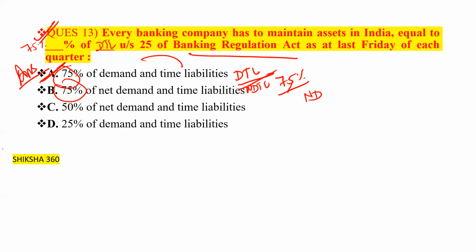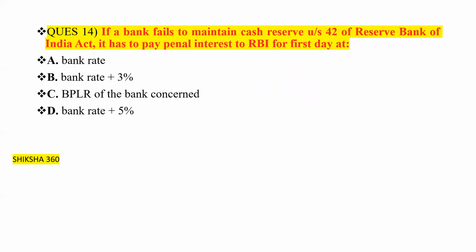Every banking company has to maintain assets in India equal to 75% of the DTL, that is demand and time liabilities, under the Banking Regulation Act as at last Friday of each quarter. So option A is the correct answer. Now move to the next question. Very easy question. We can expect this type of question also in the examination.